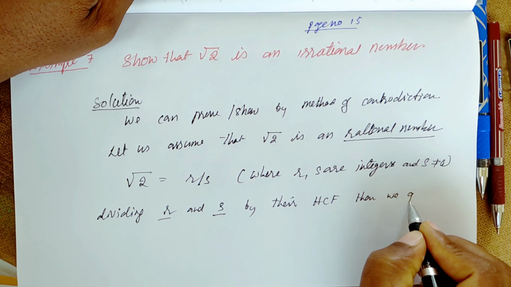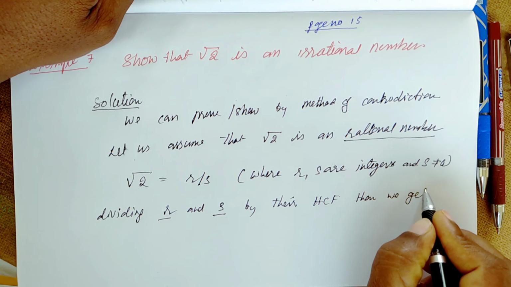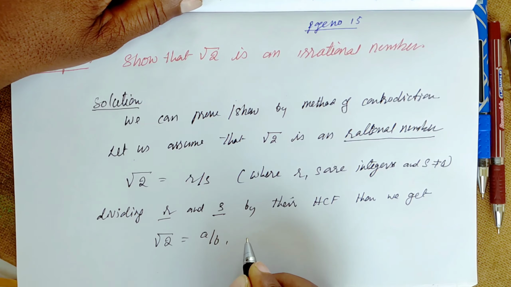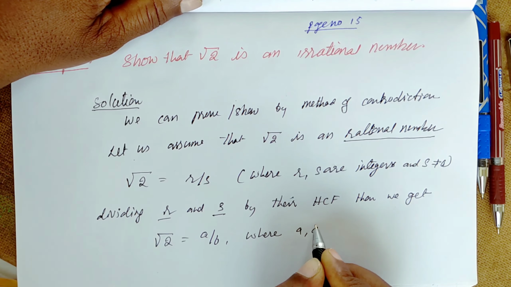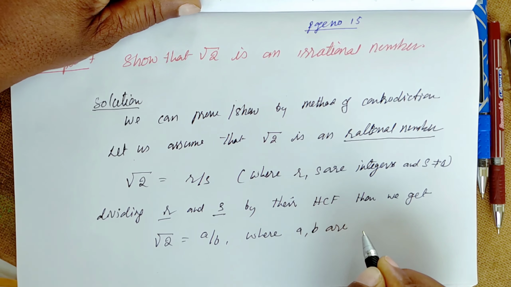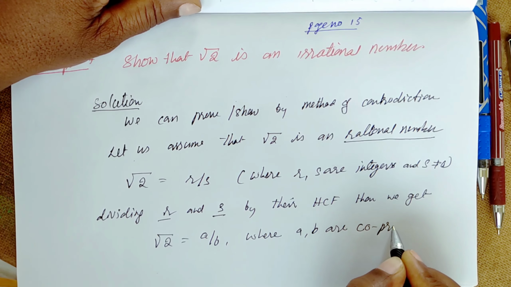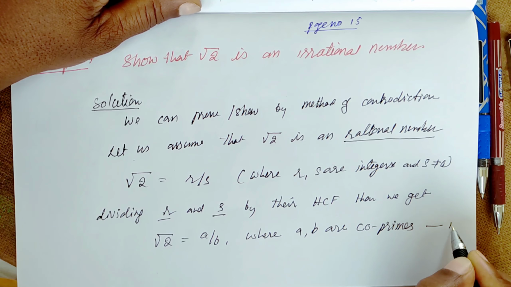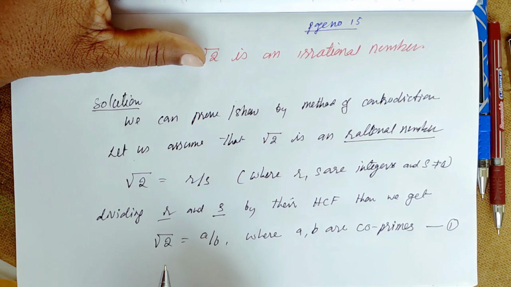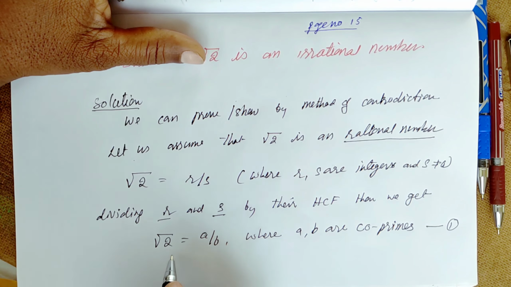Then we get root 2 is equal to A by B, where A and B are co-primes, because there is no common factor among A and B. So that is why they are co-primes. Let it be statement 1.